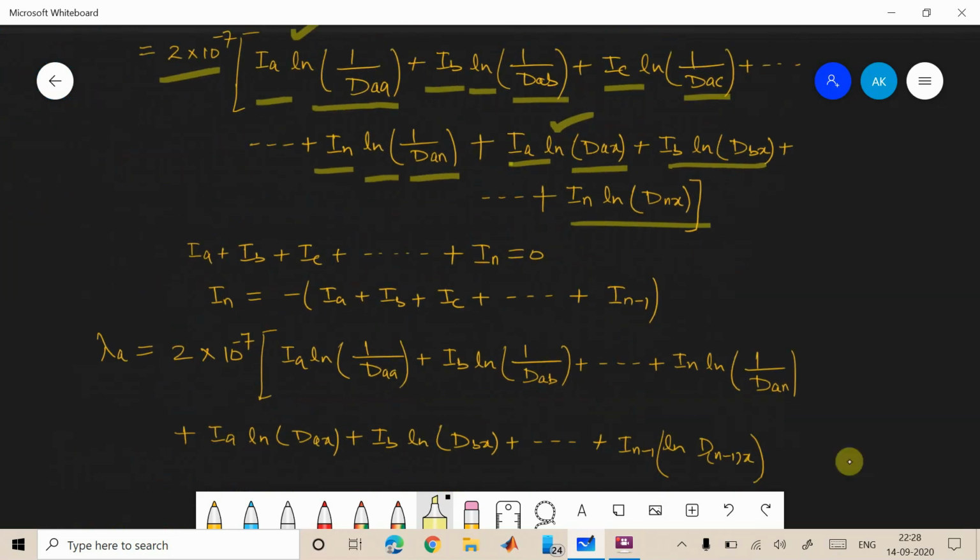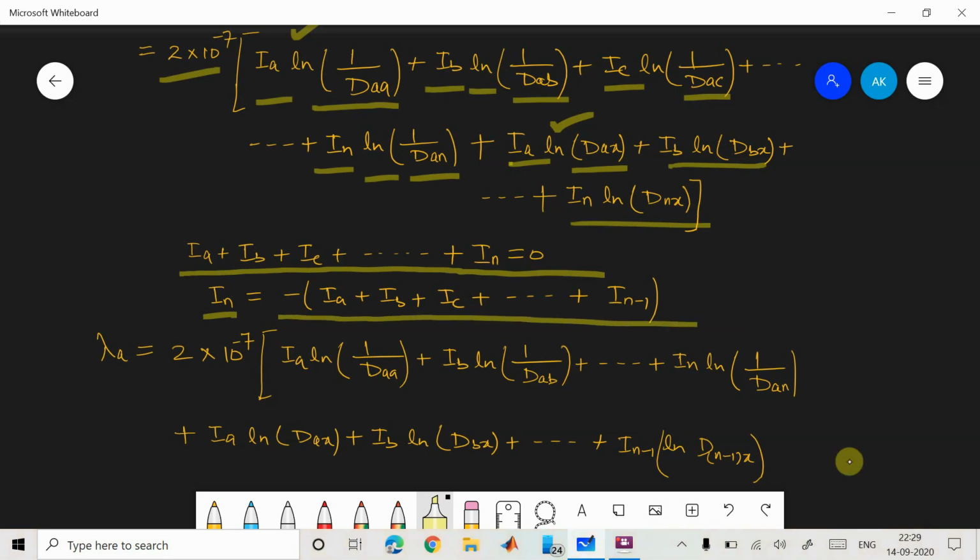Now we know that the sum of all the currents is 0 because the circuit is complete. So we can write this IN as minus of IA plus IB plus IC up to, if you take the previous term of this IN, the previous term will be what? IN minus 1. So it is IN minus 1. Okay. So now in the next line, we will put the value of this IN here.